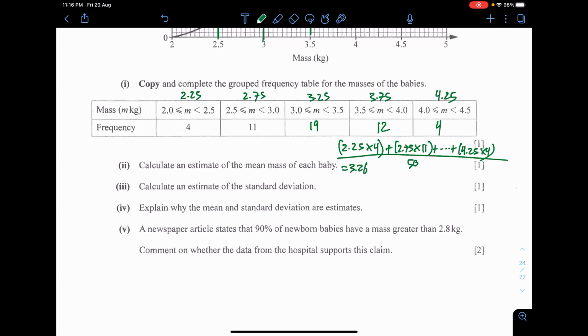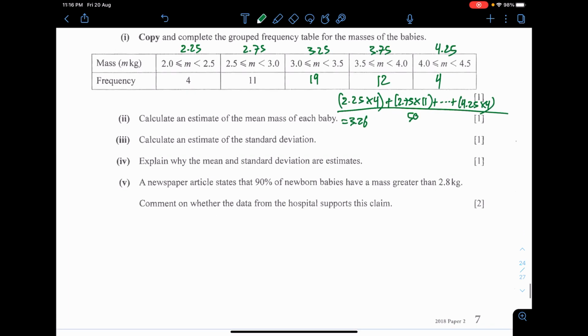Next, find the estimate of the standard deviation. Alright, standard deviation. Some people are not so sure how to find the standard deviation. If you remember how to use it in the calculator, do so. It's only 1 mark. Otherwise, you can actually do the manual way. Either way is going to be quite long.